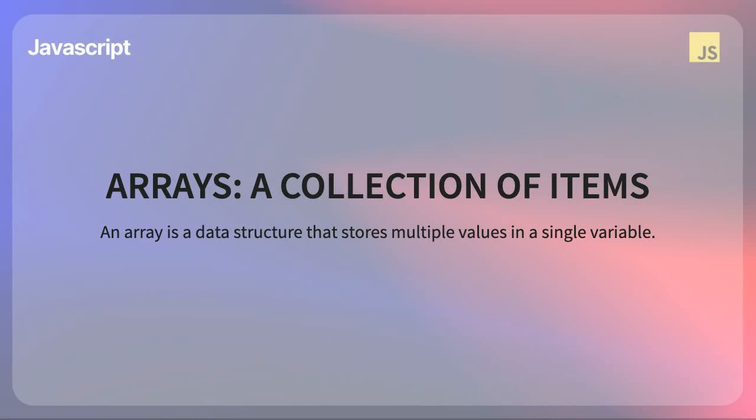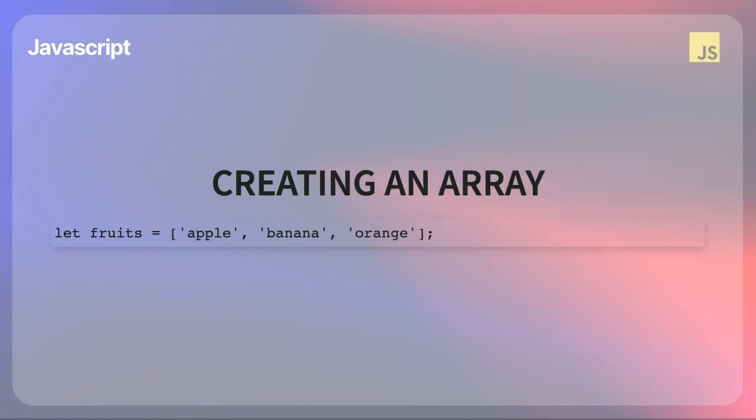An array is a collection of items stored in a single variable. Think of it like a shopping list or a container that holds multiple items. To create an array, you can use the array literal syntax. Simply enclose your values in square brackets and separate them with commas.